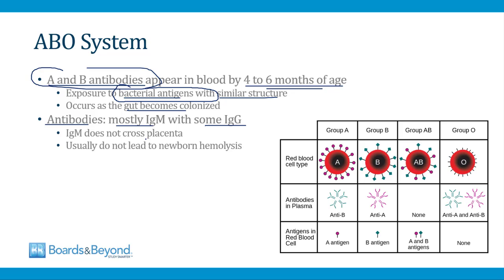The thing to know about IgM antibodies is they're very large and they don't cross the placenta. So in terms of women who are pregnant, antibodies to A and B usually don't present a problem if there's a mismatch between the ABO type of the mother and the baby. That's because most of the ABO antibodies are IgM and they don't cross the placenta, and therefore they don't usually lead to newborn hemolysis.